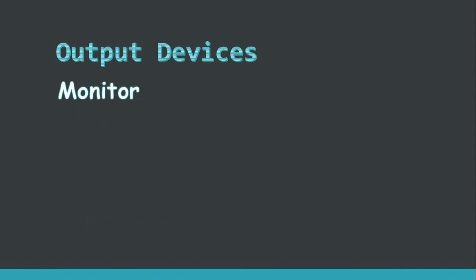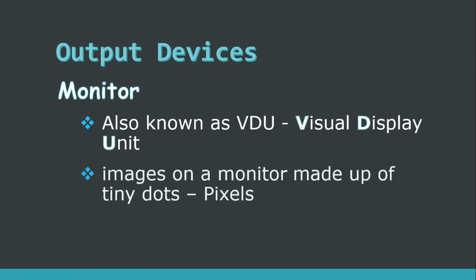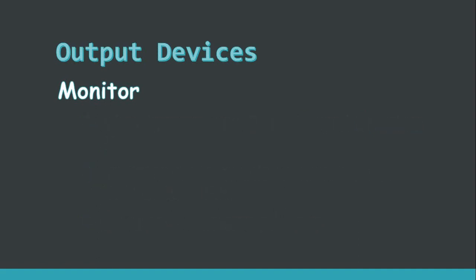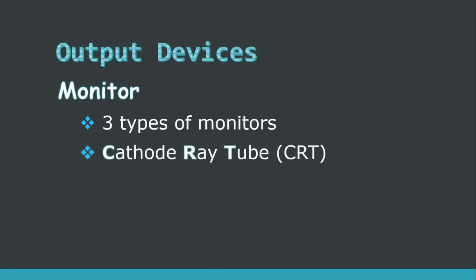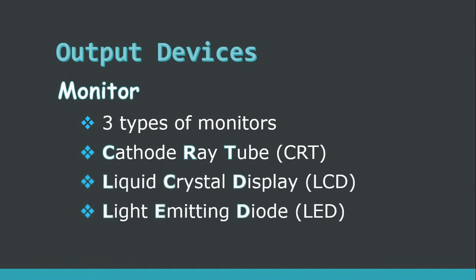It is the commonly used output device. It is also known as VDU, that is Visual Display Unit. The images that we see on a monitor are made up of tiny dots. Those tiny dots are called pixels. The clarity of the image depends on the number of dots on the screen. There are three types of monitors: CRT, LCD and LED. CRT stands for cathode ray tube, LCD stands for liquid crystal display, LED stands for light emitting diode.